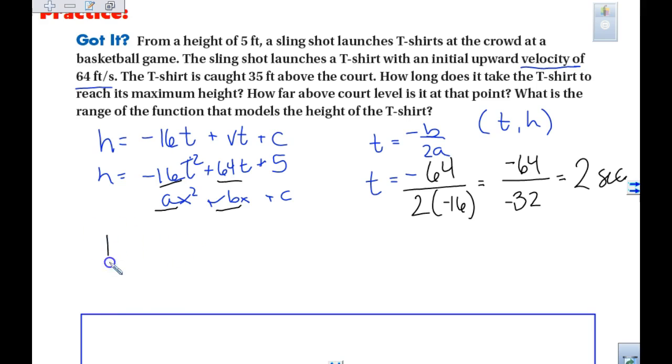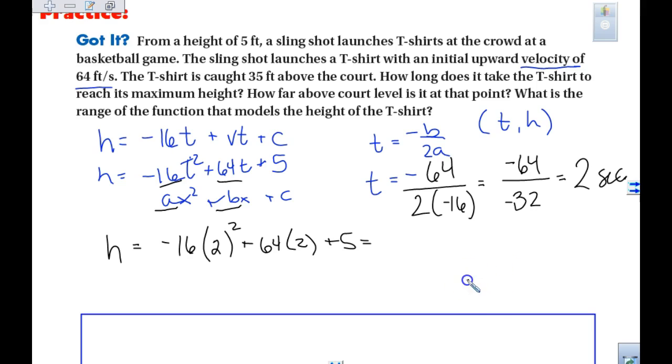We now need to find the height using the original equation. What are we replacing t with? 2. So negative 16 times 2 squared, plus 64 times 2, plus 5. Put all of that in your calculator to tell me our maximum height.